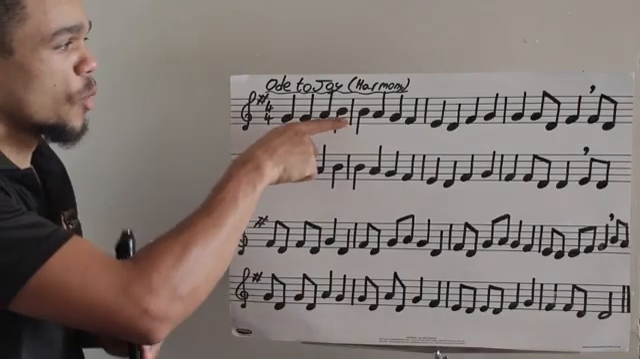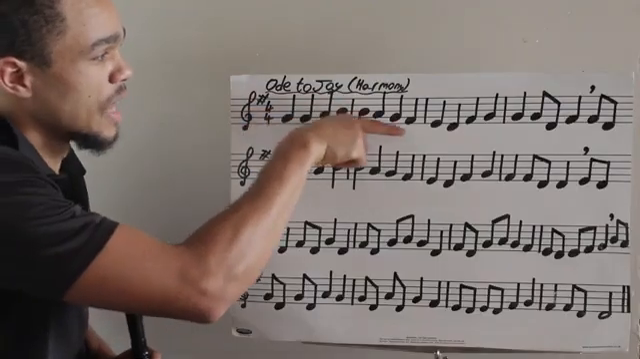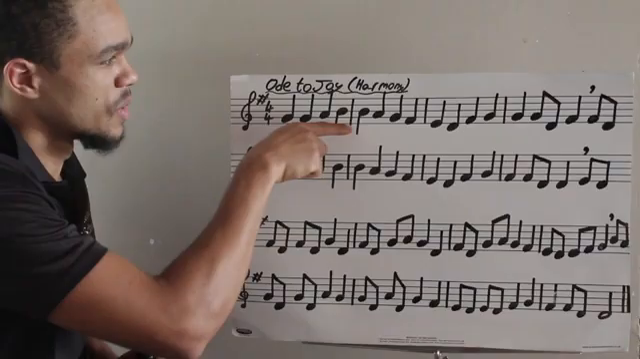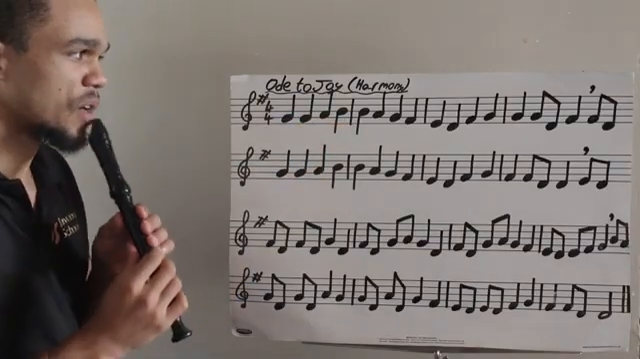Now bar number 2, we're doing the opposite. Instead of going up, we're going down. So we're going B, A, G, F sharp. All right, so let's try that. 3, go.